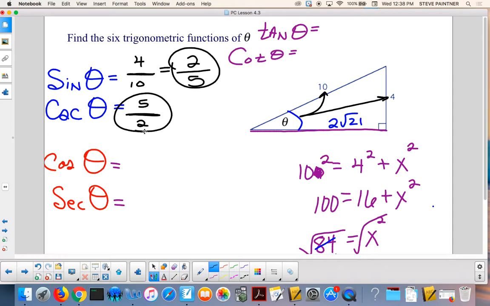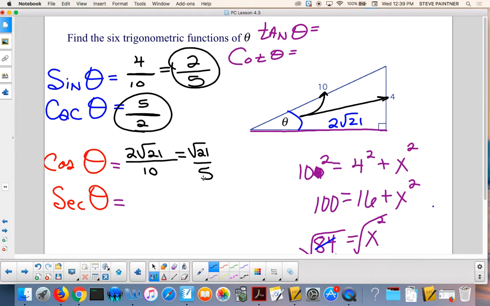Cosine of theta, secant of theta. This will take you longer because now you got radicals, okay? So this one, what's it going to be? What over what? 2 square root of 21 over 10. But 2/10 reduces to what? 1/5. Square root of 21 over 5.